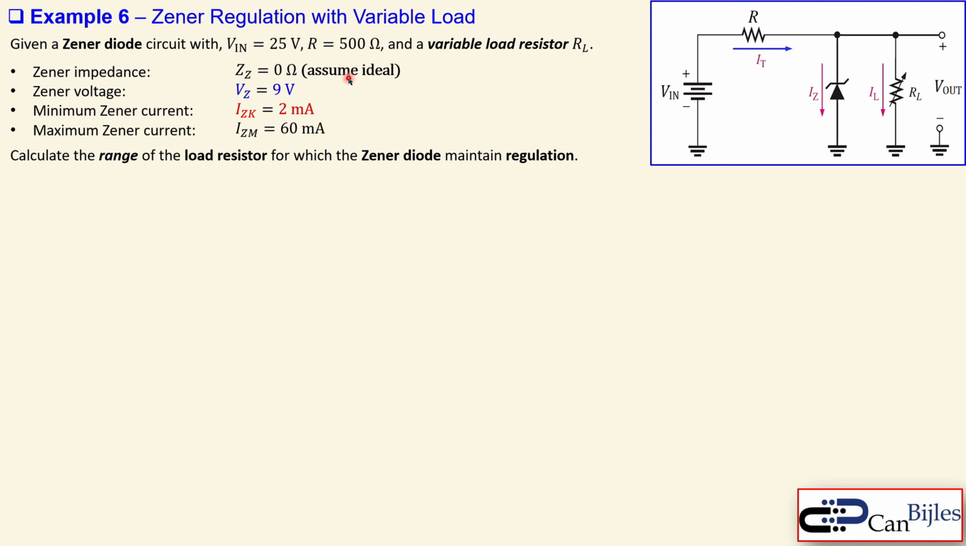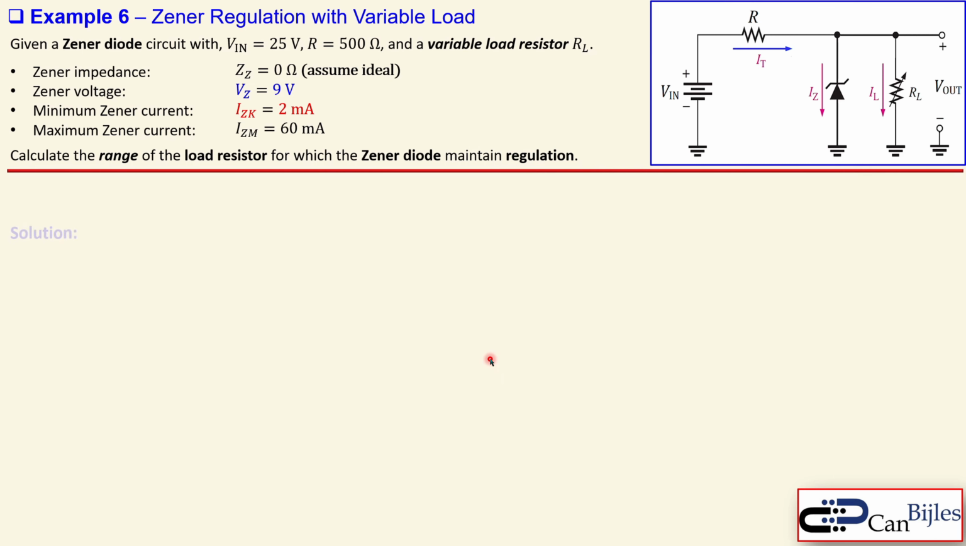We assume it is ideal in terms of Zener impedance, so just 0. But there is a Zener voltage of 9 volts, and there is also a minimum Zener current and a maximum Zener current, 2 milliamps and 60 milliamps for those two. We would like to calculate the range of the load resistor for which this Zener diode maintains the regulation for this circuit. Okay, let's look at the solutions.